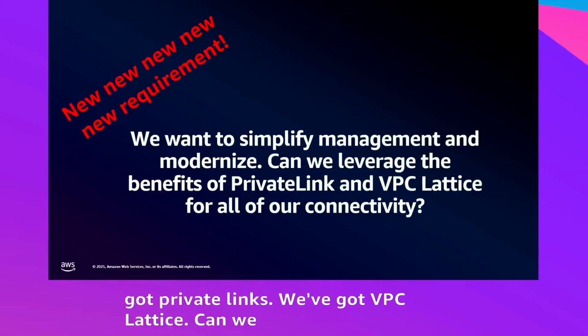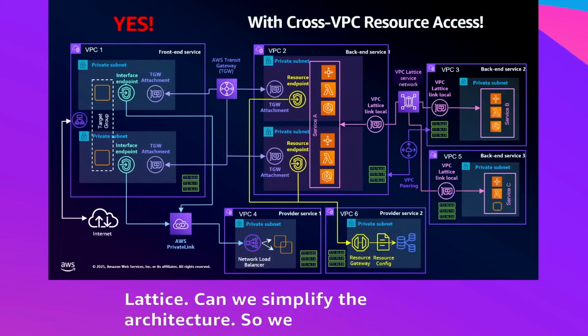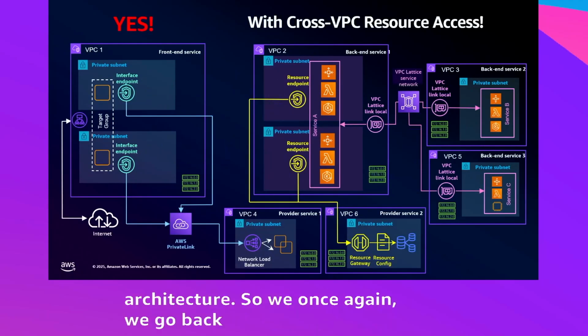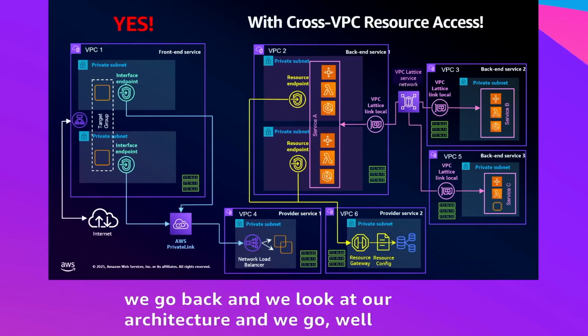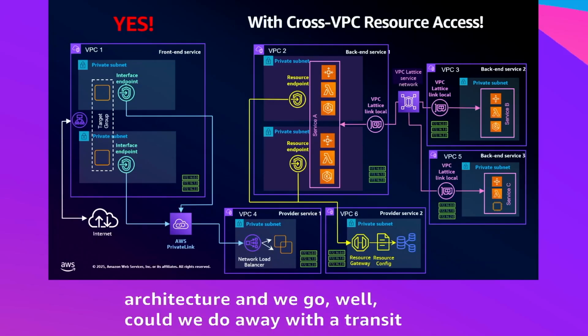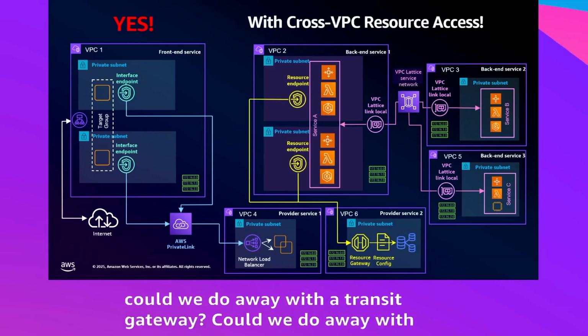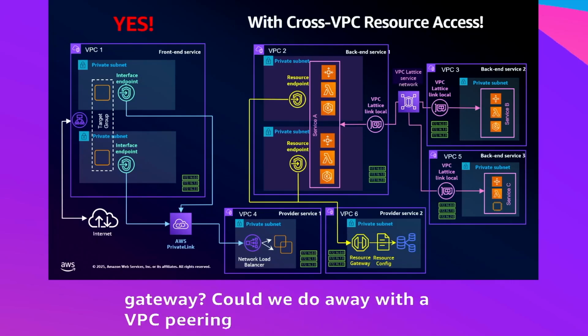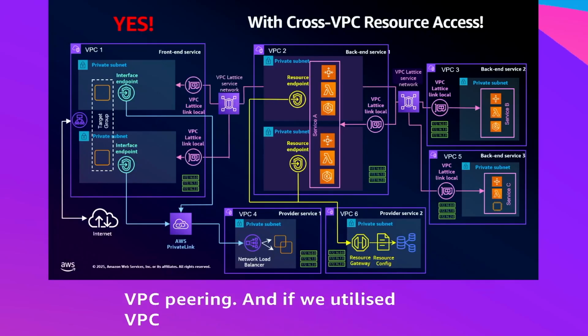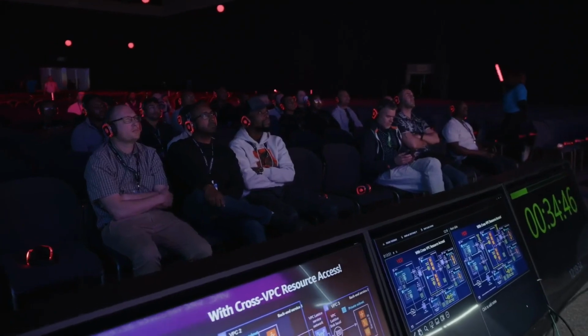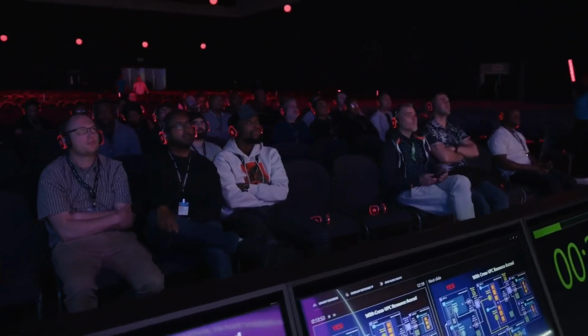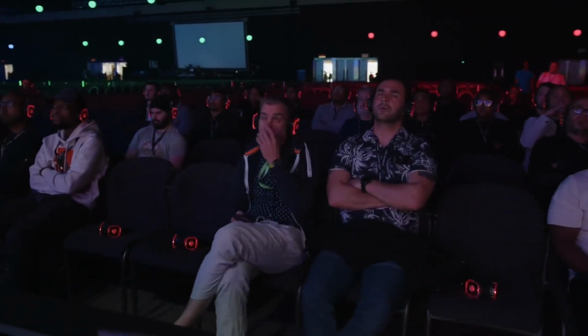So once again, we go back and we look at our architecture and we go, well, could we do away with a transit gateway? Could we do away with a VPC peering? And if we utilized VPC resource access, could we build a different architectural pattern and simplify this architecture? And the answer is absolutely yes. You can now simplify the architecture and reduce the cost depending on the access pattern using VPC Lattice.